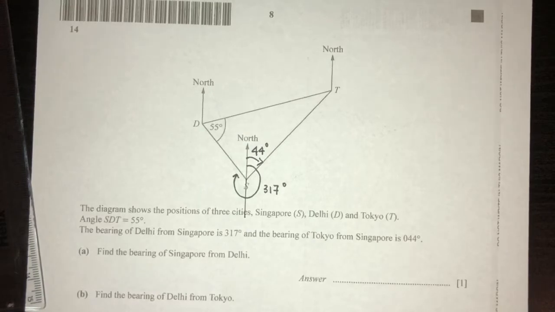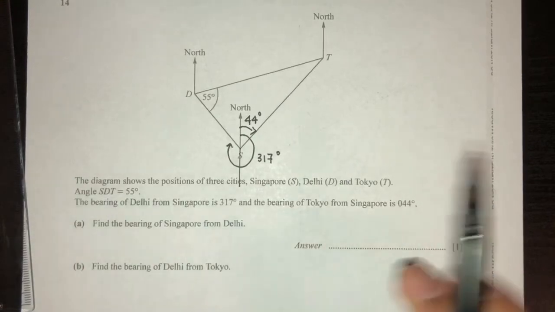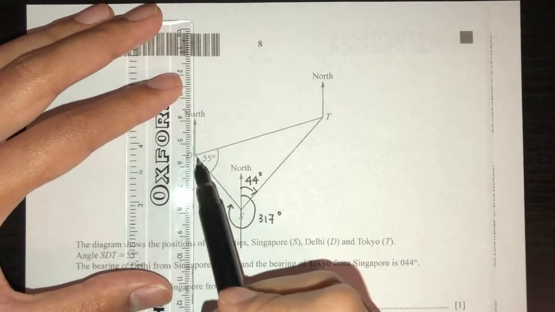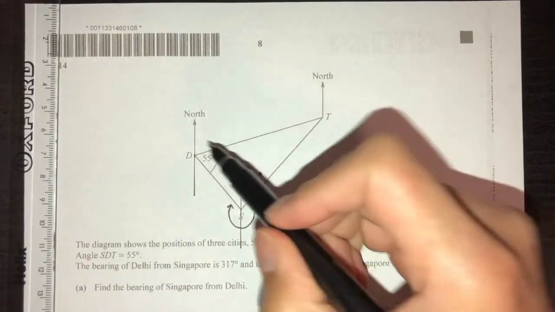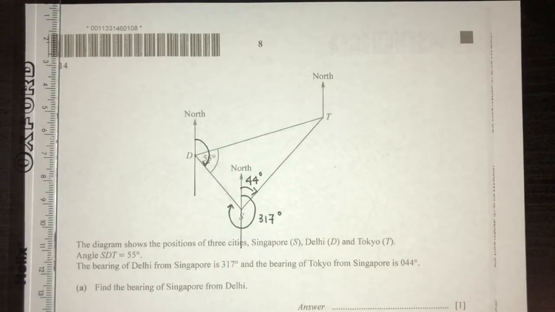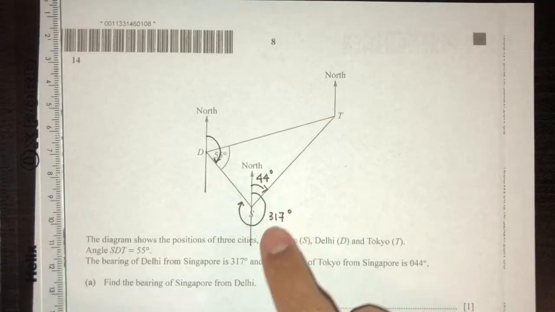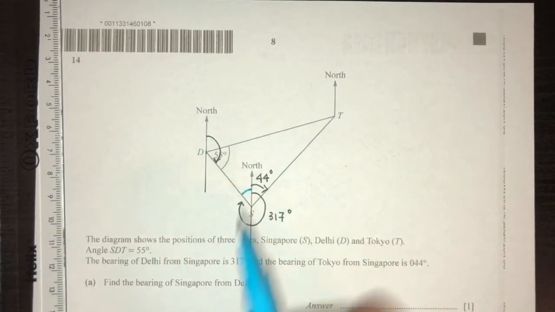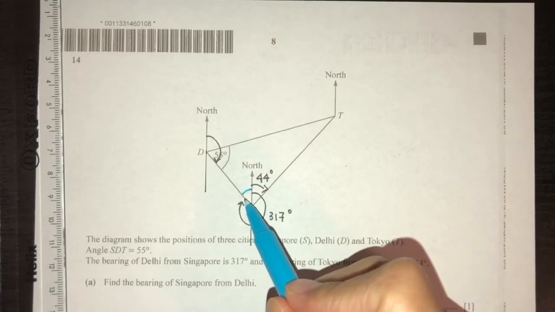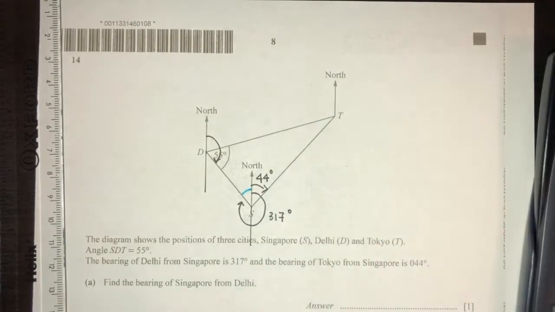Now what is the question? We have to find the bearing of Singapore from Delhi. So go back to Delhi. This is our north line. So we need to find this angle. How can you find this angle? We have to observe first. If this is 317, what is this angle then? We know this is 317, we know this is 180. What is the value of this angle? So we know 317 minus 180, that will be 137.